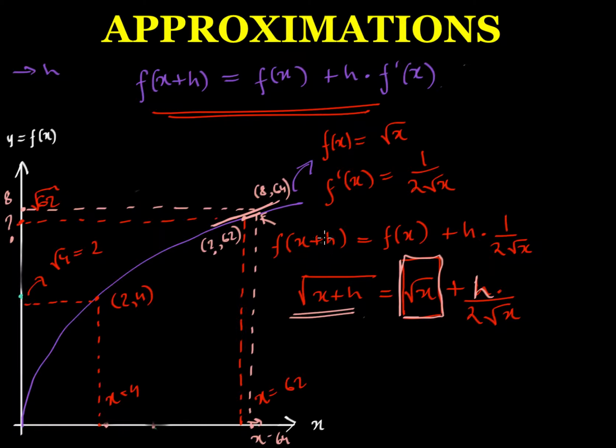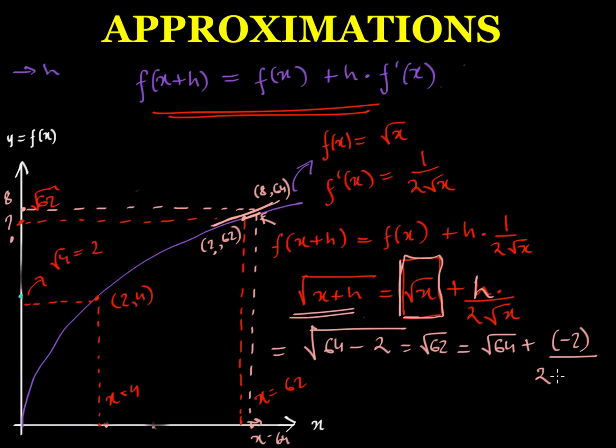Now that's an approximation, right? And that's the approximation we are going to make. So we can say that root of 62 is equal to root of 64 plus minus 2, because we're going down, 2 root of 64. And we know all these values. That's 8 minus 2 by 2 times 8, which is 1 by 8, which is equal to 8 minus 0.125, which is equal to 7.875. And that is approximately root of 62.